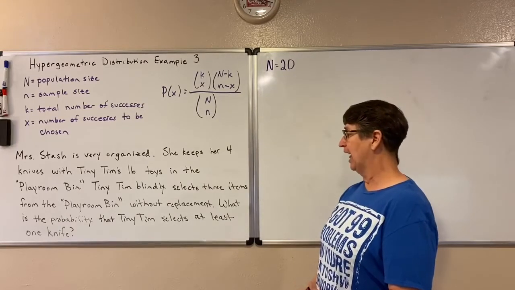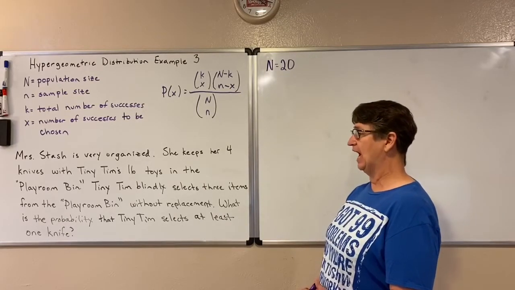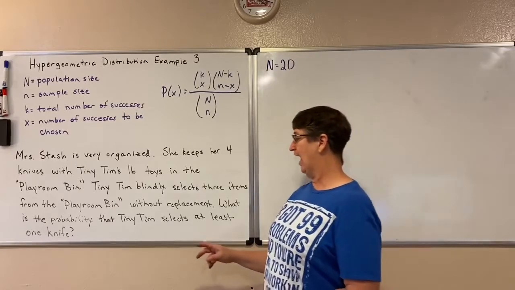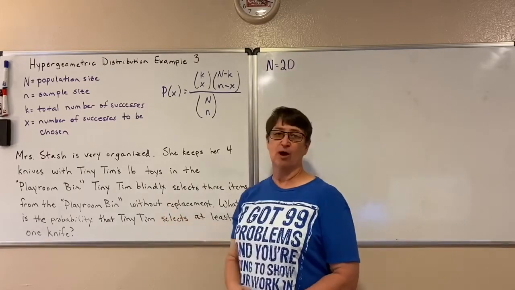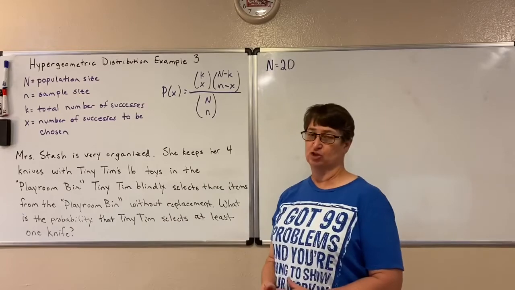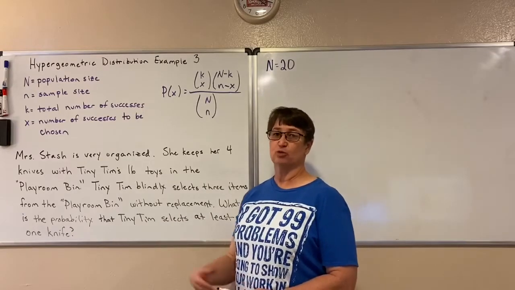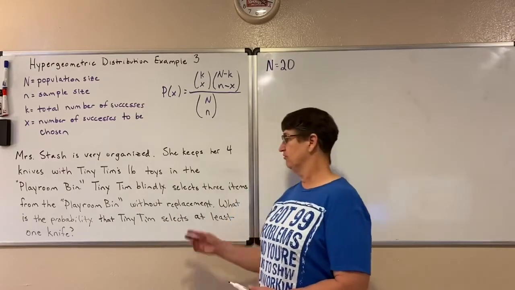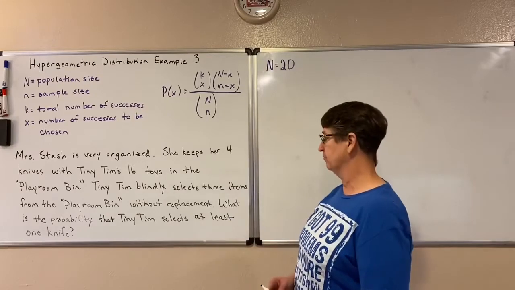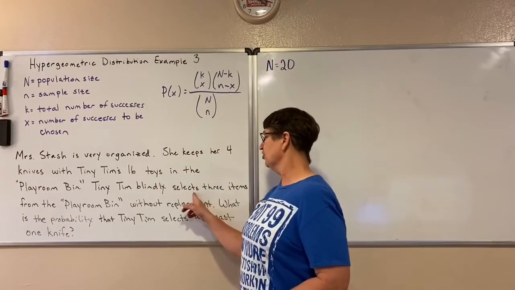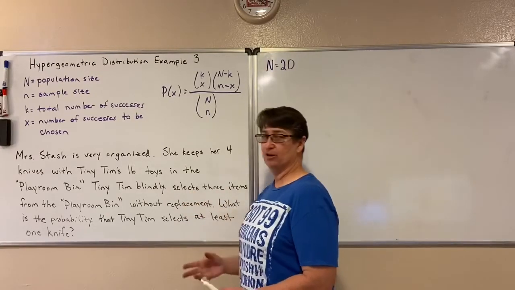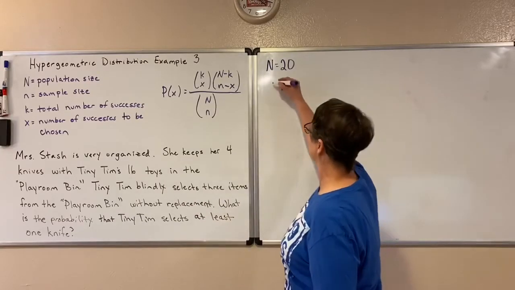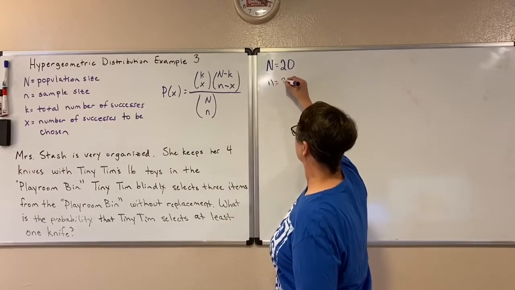Tiny Tim blindly selects 3 items from the playroom bin without replacement. That without replacement is what makes it hypergeometric rather than binomial, the fact that we are not replacing. And here he is selecting 3 items, so his sample is 3 items. So our sample size is 3.